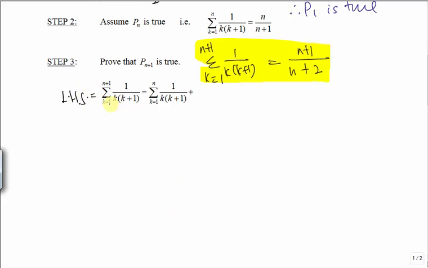Now the summation of k equal to 1 to n plus 1, I can rewrite as the summation of the same expression with k equal to 1 to n, plus the n plus 1 term. For the n plus 1 term, that means the k here I'm going to substitute by n plus 1. This will give me 1 divided by n plus 1 times n plus 1 plus 1, which is n plus 2.